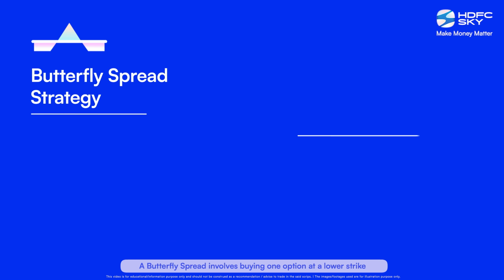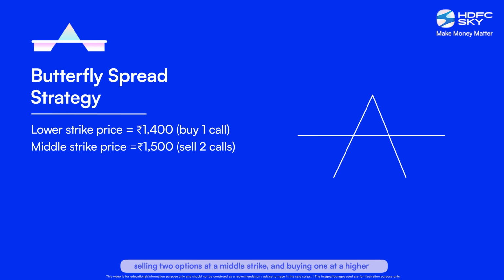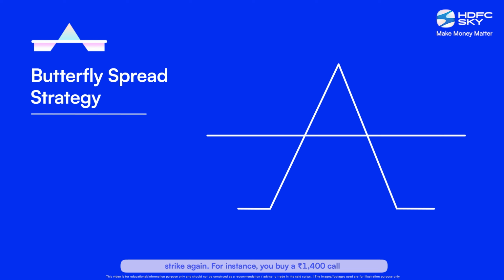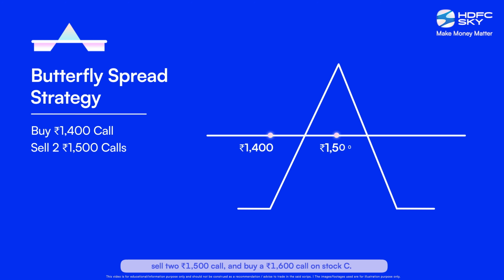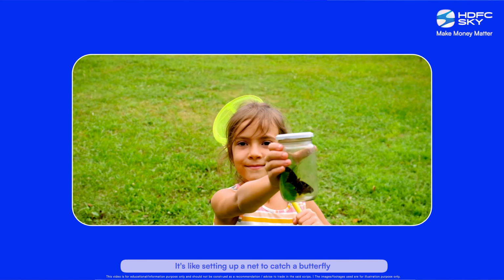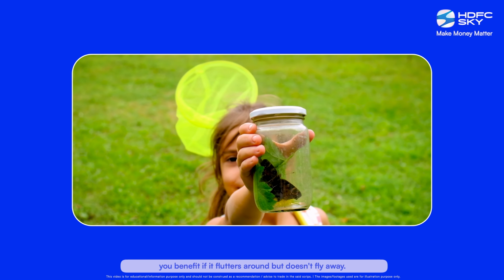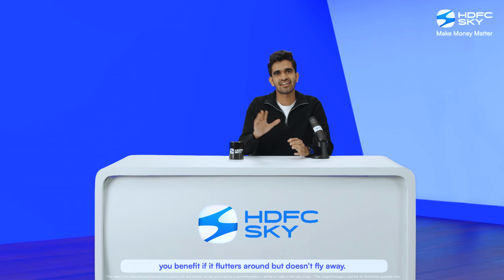A butterfly spread involves buying one option at a lower strike, selling two options at a middle strike, and buying one option at a higher strike again. For example, you buy a Rs 1,400 call, sell two Rs 1,500 calls, and then buy a Rs 1,600 call on stock C. It profits from low volatility around the middle strike price. It's like setting up a net to catch a butterfly. You benefit if it flutters around but doesn't fly away.